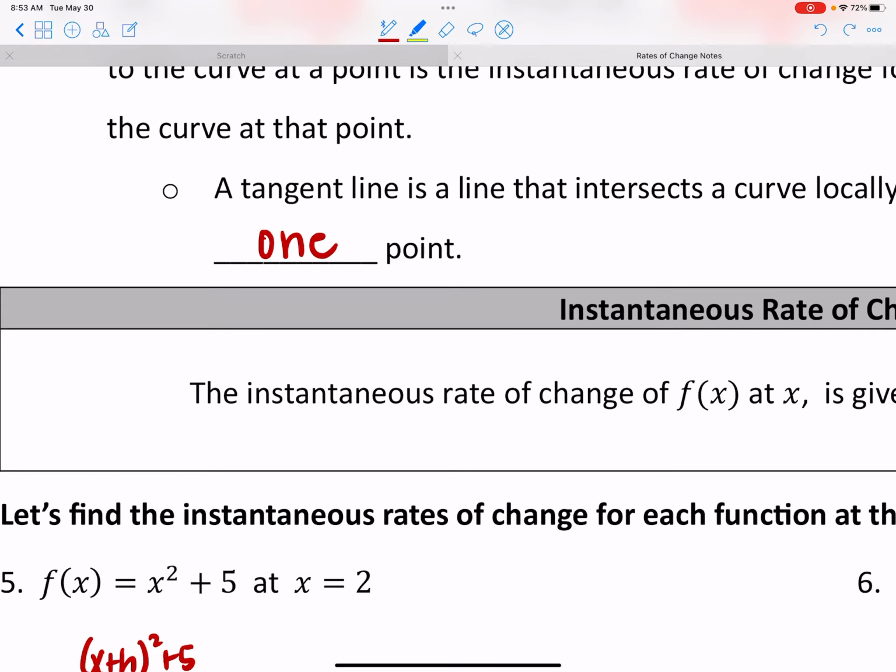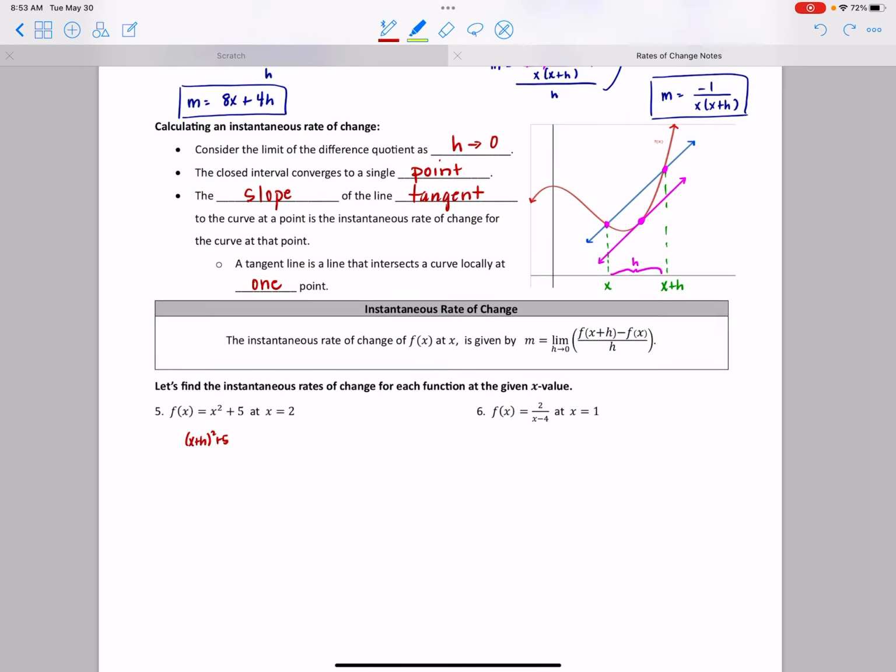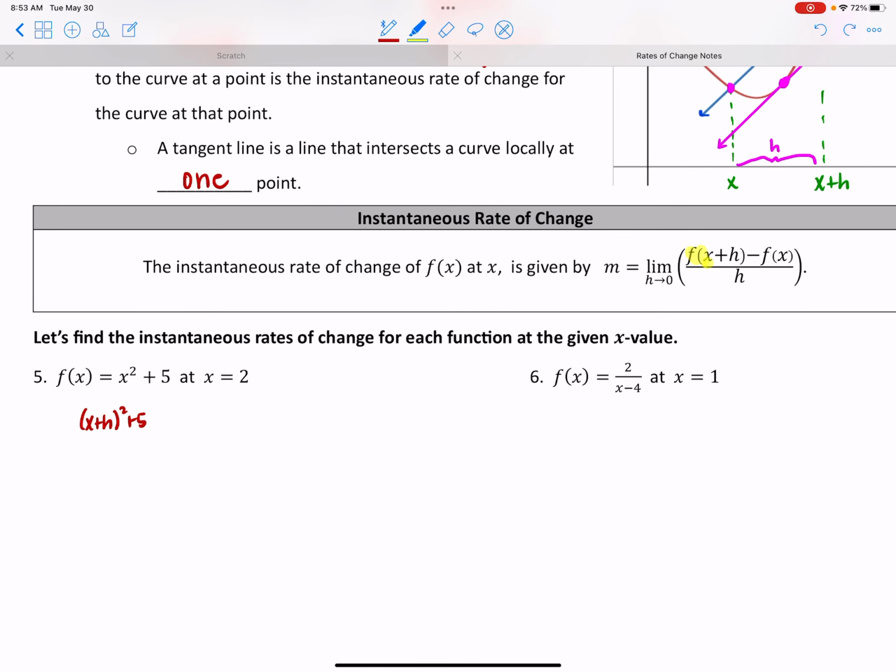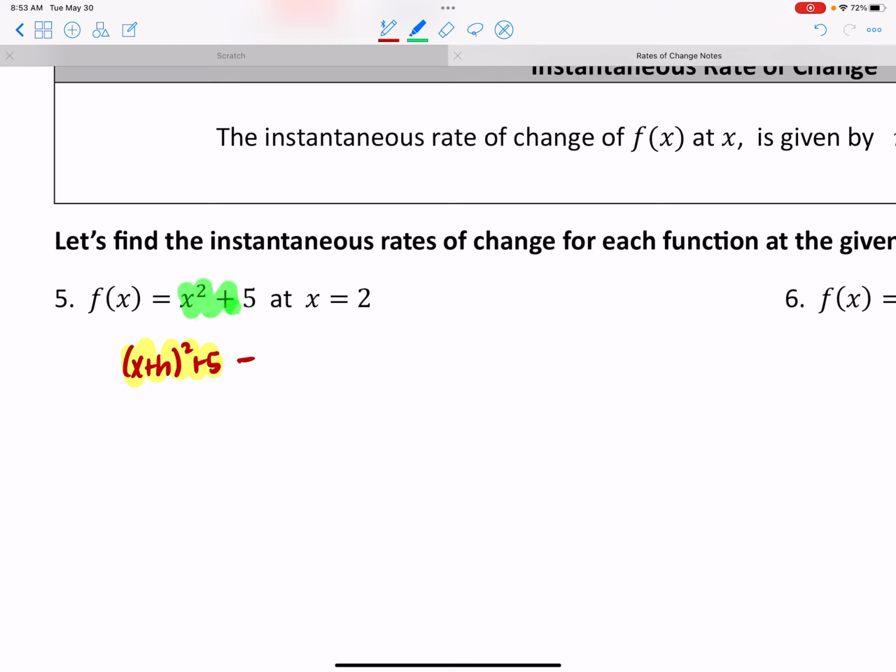Sorry for the scrolling if that's losing you. So this piece, that's what I'm doing here. Okay, there's my x plus h, f of x plus h. And then I want to subtract. The second component is f of x. So I want to actually subtract this entire function.